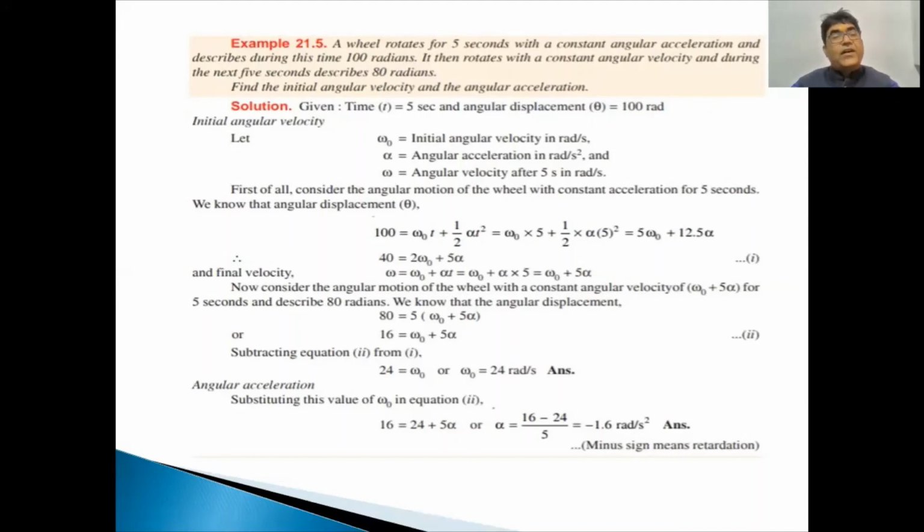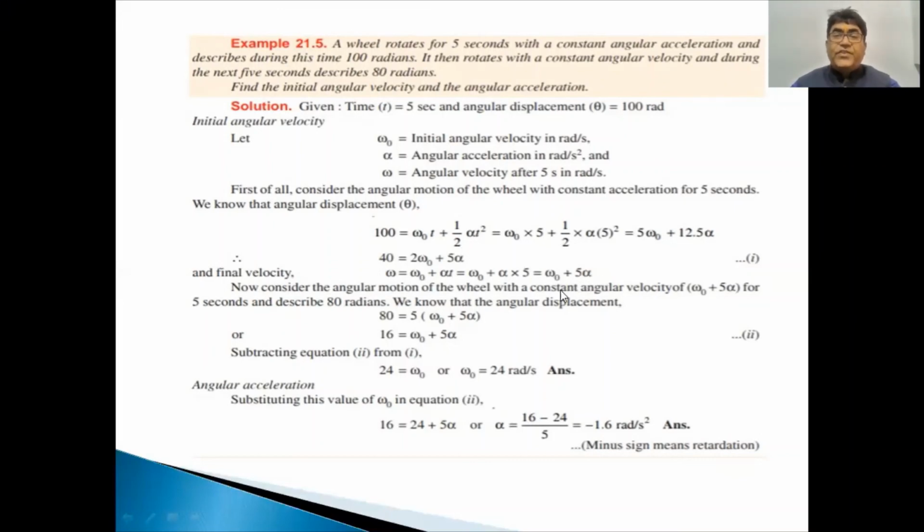Applying the formula theta is equal to omega 0 t plus half of alpha t square. 100, that is the theta, in radians, the SI unit, is equal to omega 0 t plus half of alpha t square, that is omega 0 into 5 plus half into alpha into 5 square. Finally, we will get one equation, that is 40 is equal to 2 omega 0 plus 5 alpha. And the final velocity we will find out by the formula omega is equal to omega 0 plus alpha t, that is omega 0 plus alpha into 5. We will get omega 0 plus 5 alpha.